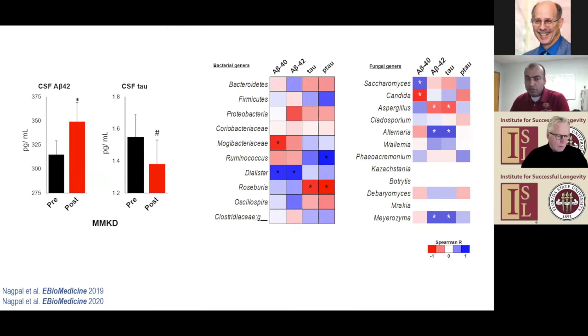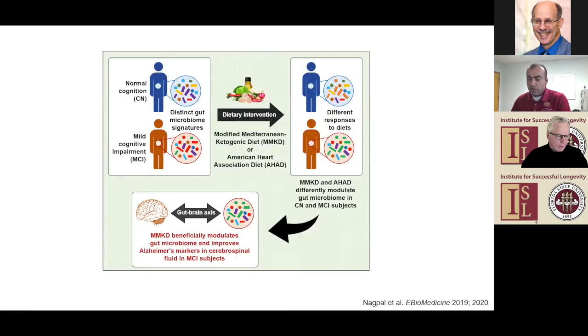And when we combine all this data, we found that there were several bacteria, Mogibacterium, Rhinococcus, and Roseburia, which is again a butyrate producer. And in addition, there were some fungi such as Candida, Saccharomyces, and a few more. They were significantly associated with changes occurring in the cerebrospinal fluid in these patients, in terms of the levels of the Alzheimer's biomarkers. So clearly showing how the diet modulates the microbiome in connection to the brain markers.